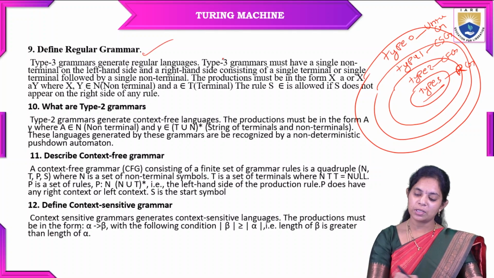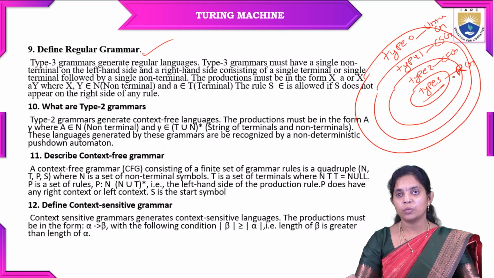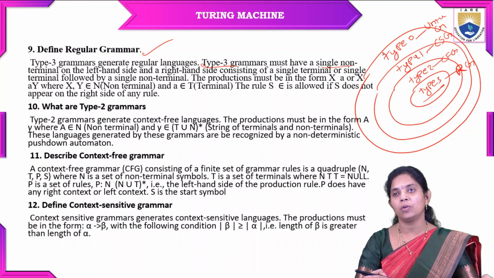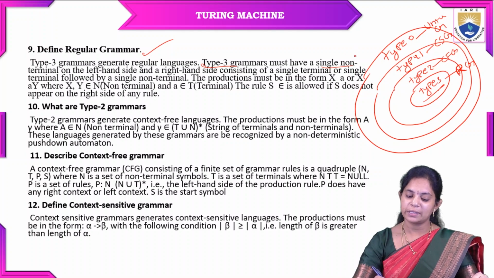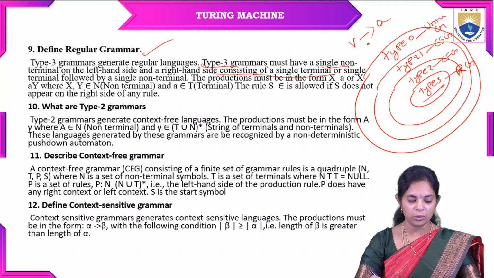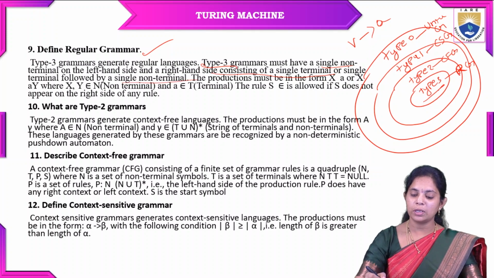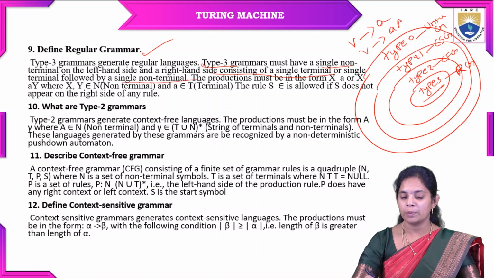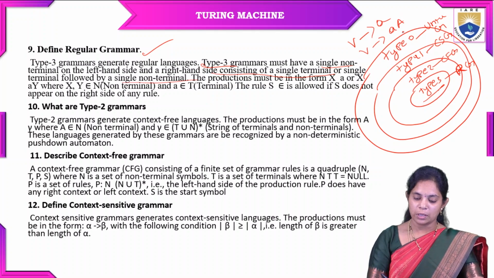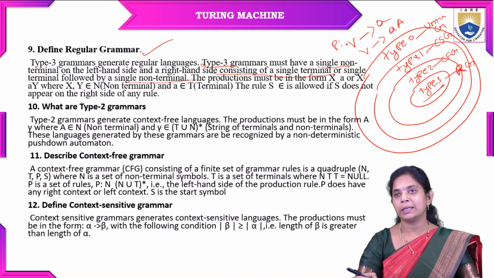First is the type 3 grammar. What does it generate? It generates grammar rules with a single non-terminal on the left hand side, V tends to something, which is called the right hand side. The right hand side consists of a single terminal, or a single terminal followed by a non-terminal, like V tends to a capital E. This is the regular grammar, and these are the production rules for the regular grammars.